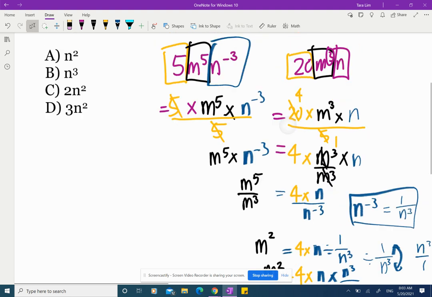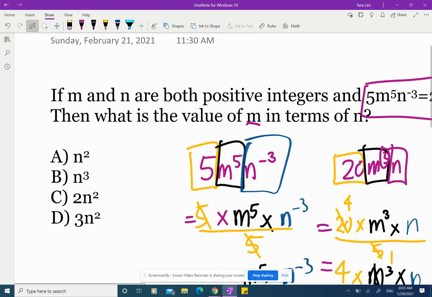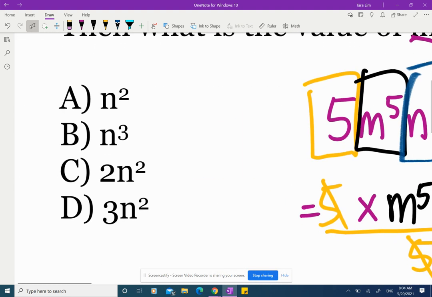Finally, we calculated what m is. So let's see. A is not 2n squared. B is not 2n squared. C is 2n squared, because this one is the same as 2 times n squared. So the correct answer is C.